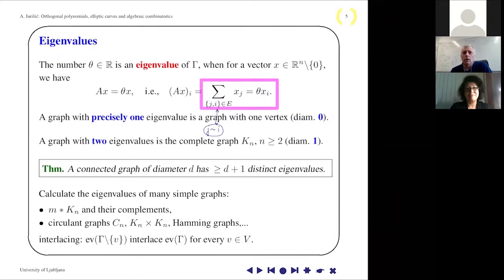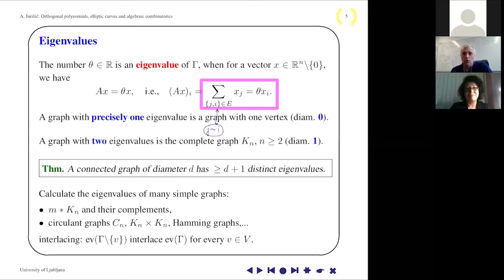What I would like to say is just that the eigenvectors and eigenvalues can be interpreted very combinatorially. This is a labeling of the vertices, so that if you find a constant such that you can multiply every label with this constant, and this is equal to the sum of the labels on the neighbors, then you actually have the eigenvector and eigenvalue. Of course, provided that this vector is not the all-zero vector.